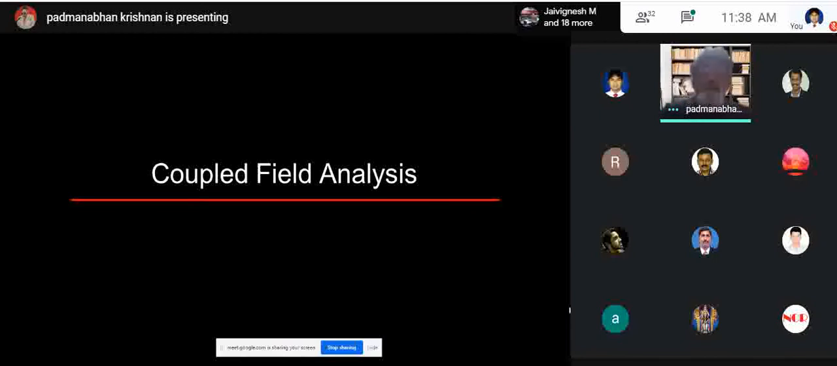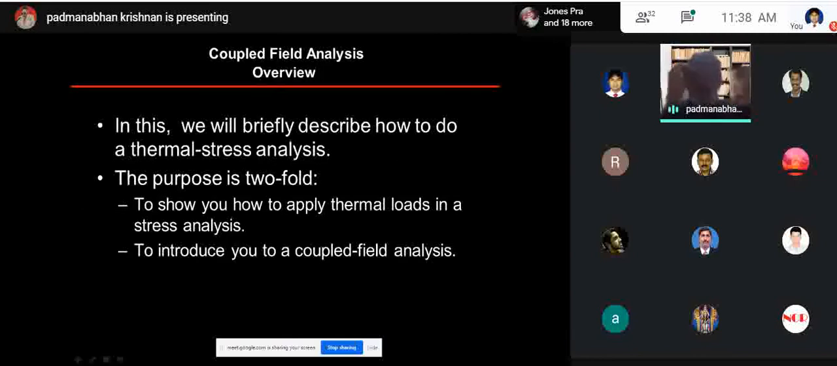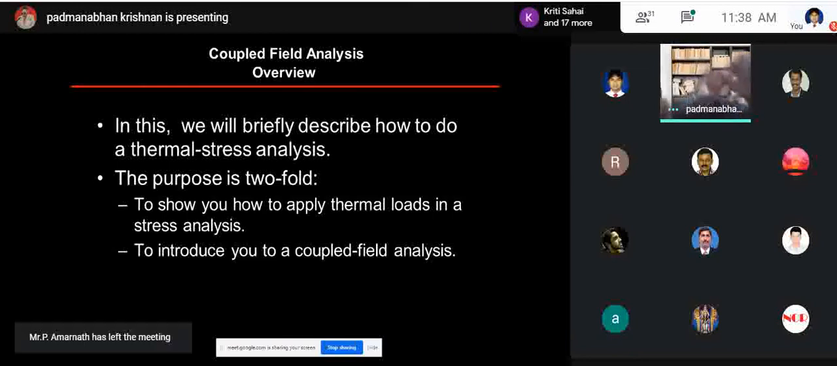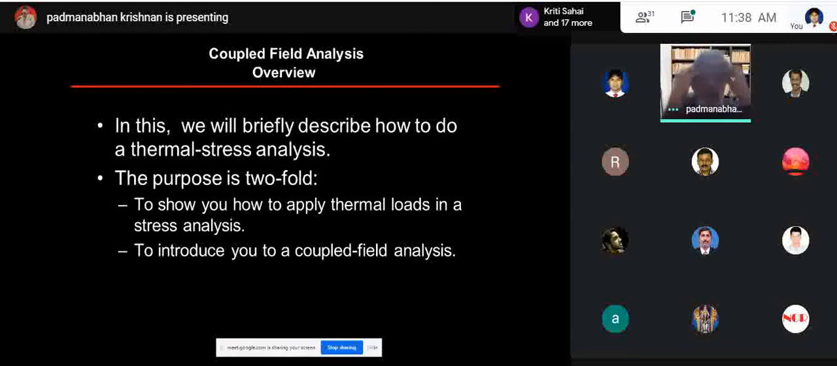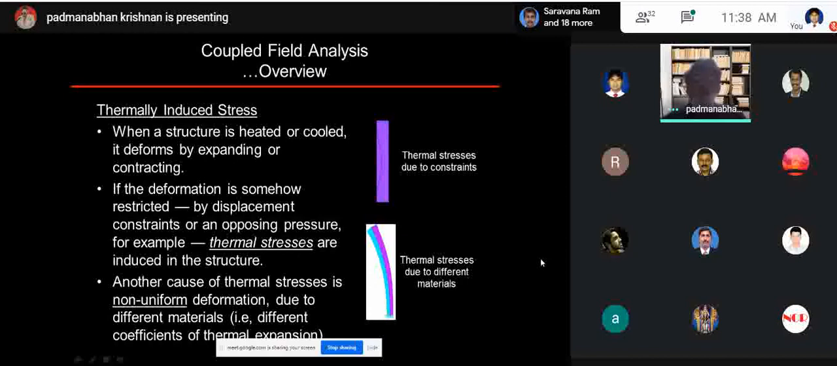Now let me give you a few examples. This coupled field analysis is very important. In coupled field analysis, we will briefly describe how to do a thermal stress analysis, a thermomechanical analysis. The purpose is to show you how to apply thermal loads in a stress analysis and introduce you to coupled field analysis. Now you can have thermally induced stresses like in hot engine parts.